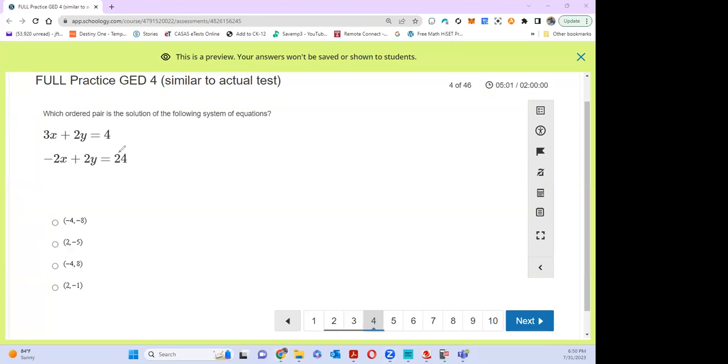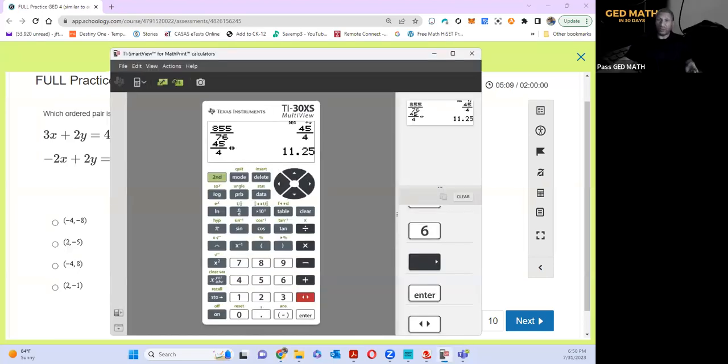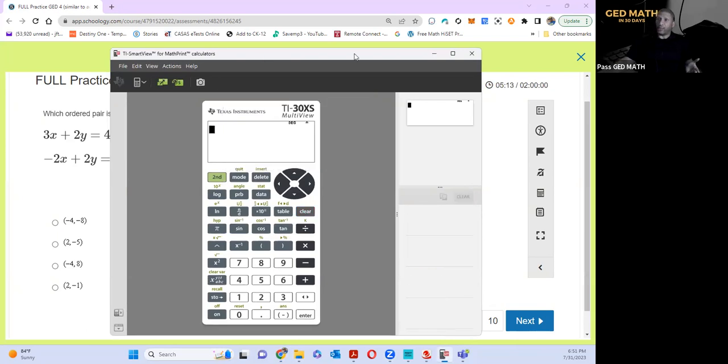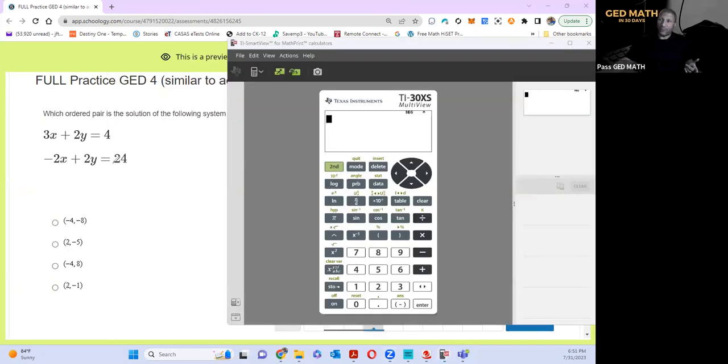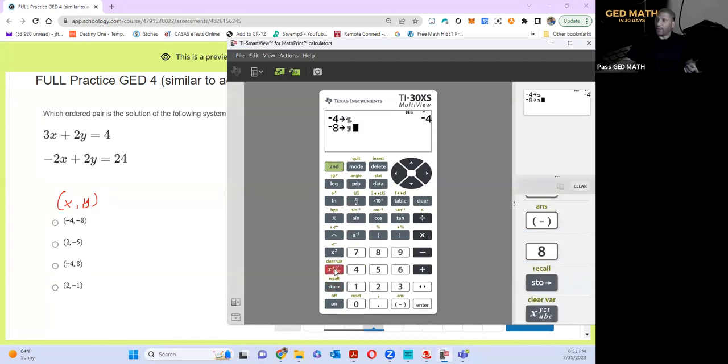Okay, so two things you can do. You can plug these in, like literally, you can plug these in. This is a system of equations, so I can plug them in. But what you have to remember is that this is your X, this is your Y. So in the first one, -4 is X, -8 is Y. It has to be true for both equations.